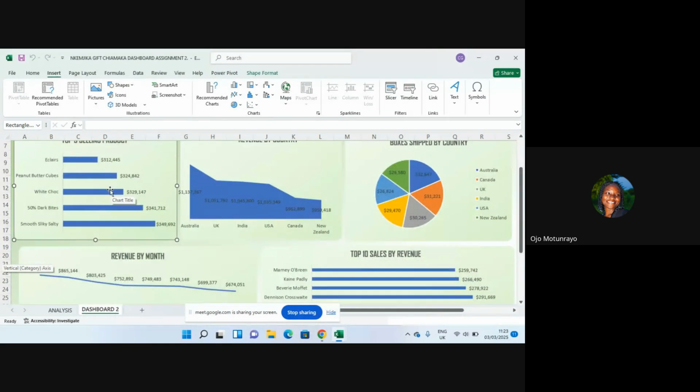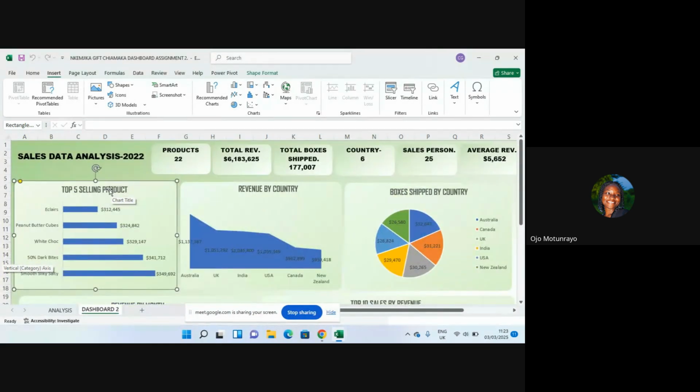Your sales data analysis 2022. That is, it is. I think I have a problem with that. Maybe my other bosses might not have a problem with that, but me, I'm having an issue with that. Okay, total boxes shipped.